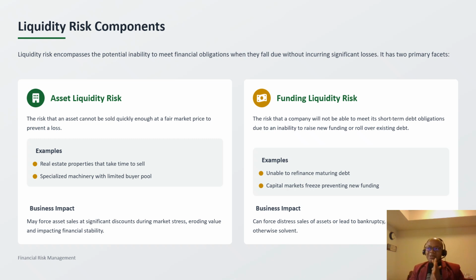Asset liquidity risk is the risk that an asset cannot be sold quickly enough at a fair market price to prevent a loss. Example, real estate properties that take time to sell. You may put your property in the market and for 1, 2, 3, 4, 6 months it may not be sold. Specialized machinery with limited buyer pool. The business impact could be huge. Many are forced to sell at significant discount during market stress, eroding value and impacting financial stability.